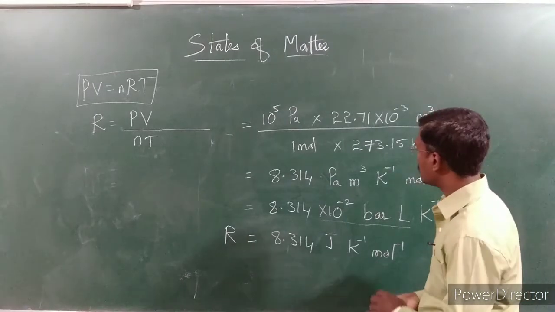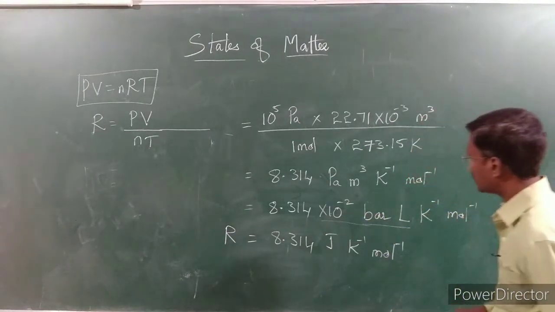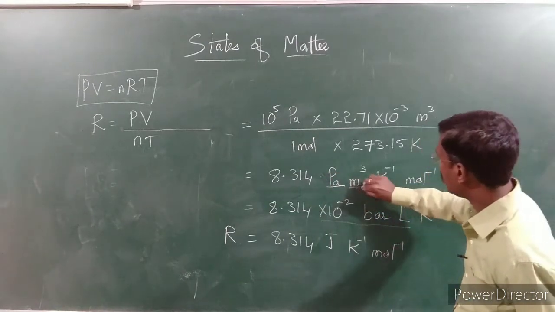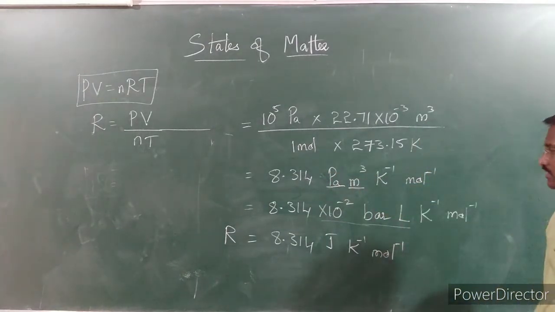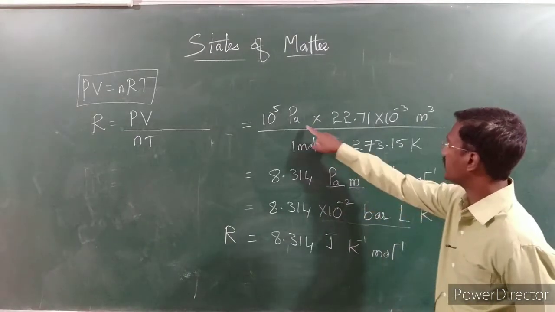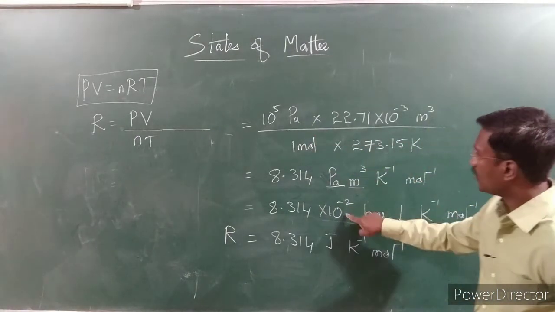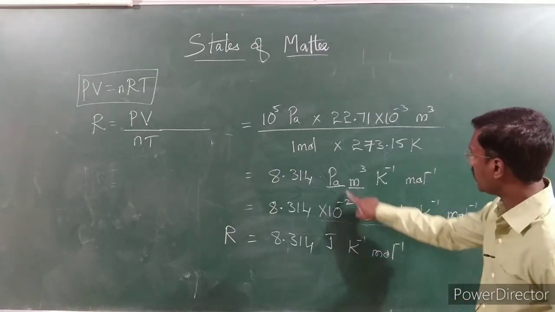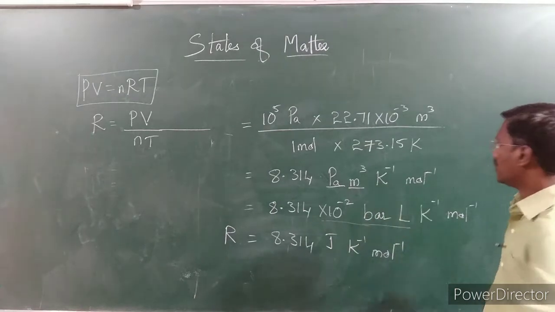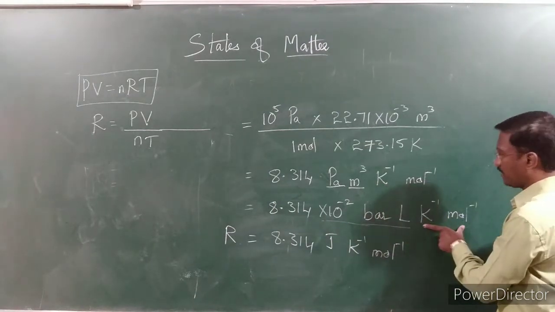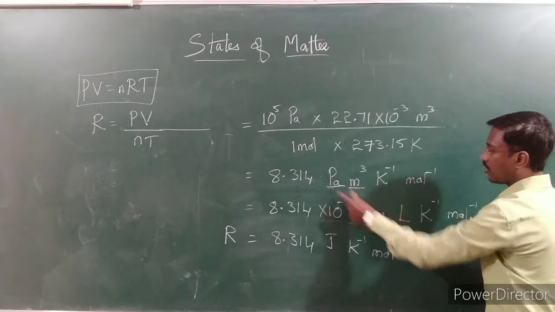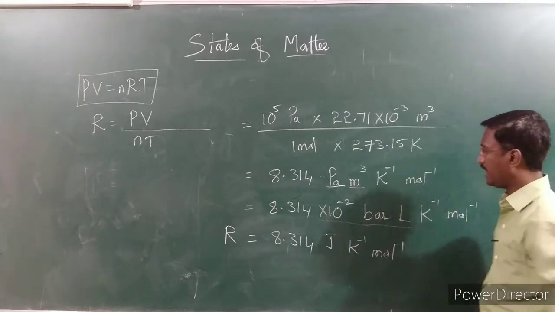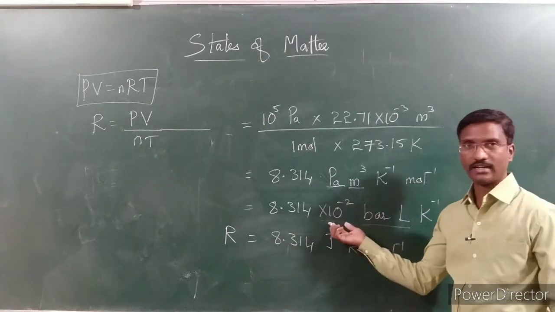If I would like to change the SI units, meaning Pascal to bar and meter cube to liter, then by changing the SI units of pressure and volume we have to multiply by 10 raised to minus 2. So the same thing here, I didn't change anything. The Kelvin and mole remain the same as they are, but I have changed the SI unit of pressure, Pascal to bar, and meter cube to liter. For that reason we have multiplied by 10 raised to minus 2.